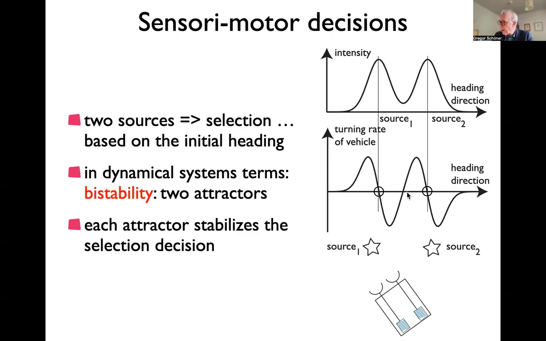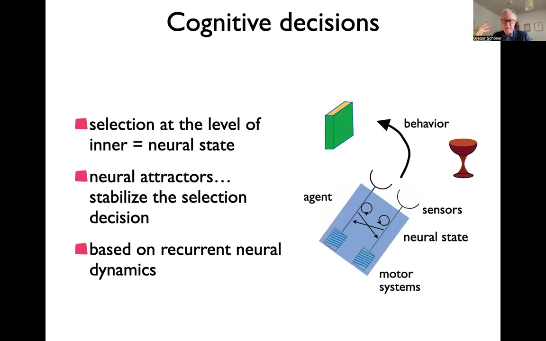Let's say if it's right on the boundary between those two, it would really have to make that decision. And other than that, it will just be converging to one of those two. And the attractor property of these behavioral states makes it so that this decision is stabilized. It doesn't change its mind all the time, and it doesn't fluctuate back and forth. So this is still a sensory motor decision because it's the state of the body that determines what you're doing.